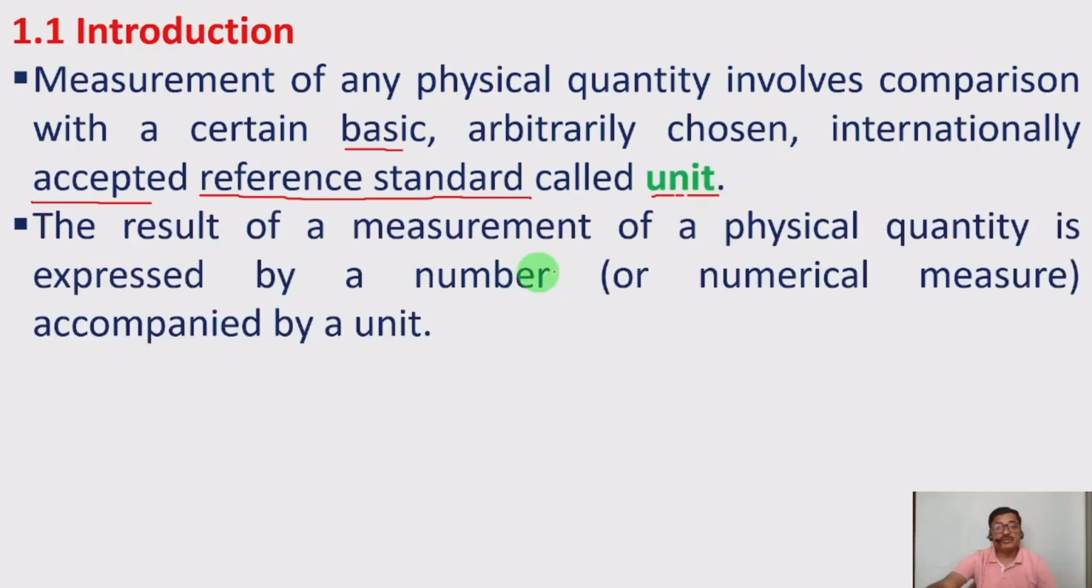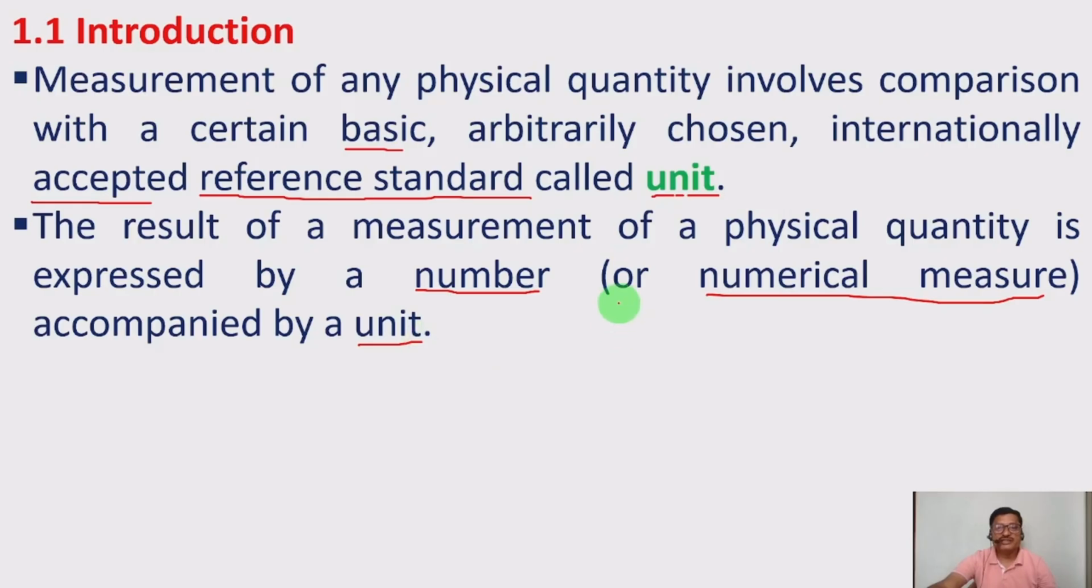The result of a measurement, if you measure anything, the result of a physical quantity, is expressed by a number. That is a numerical value or numerical measure accompanied by a unit. It should have the unit.